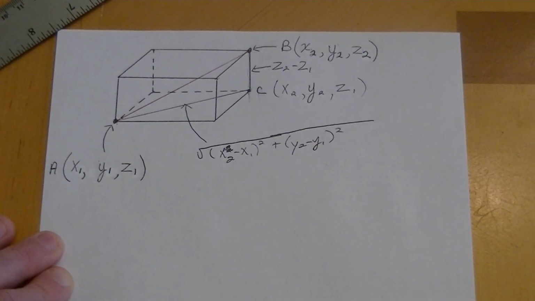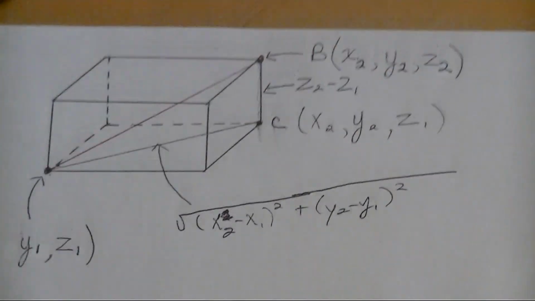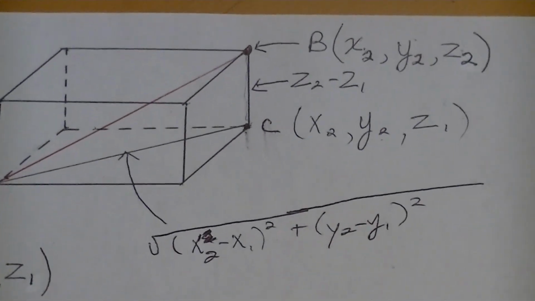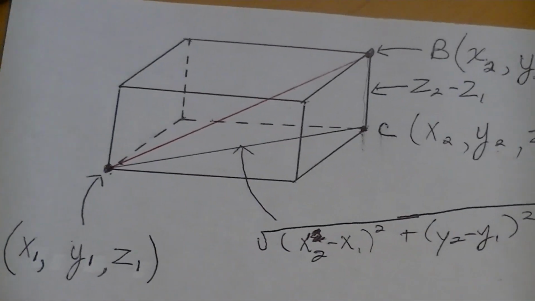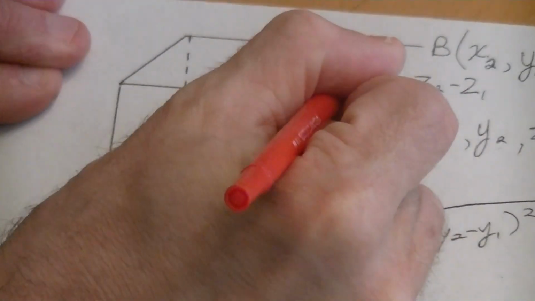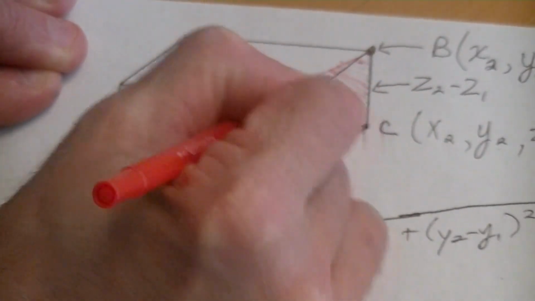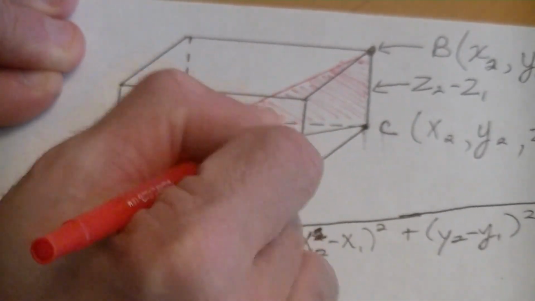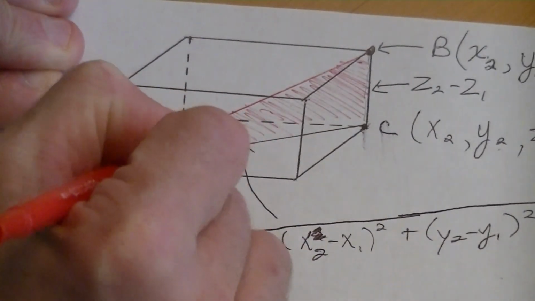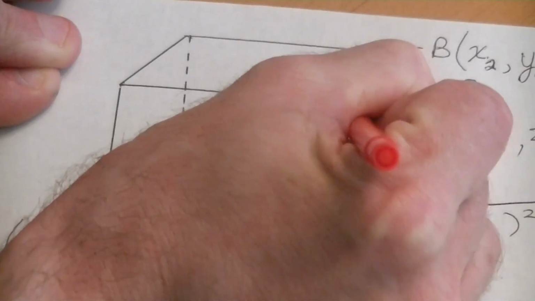And what I want you to try to see in this picture is a right triangle diagonally sitting inside this prism. I'm going to shade it so we get a better view of it. This right triangle is the one we're going to use to figure out our three-dimensional distance formula.